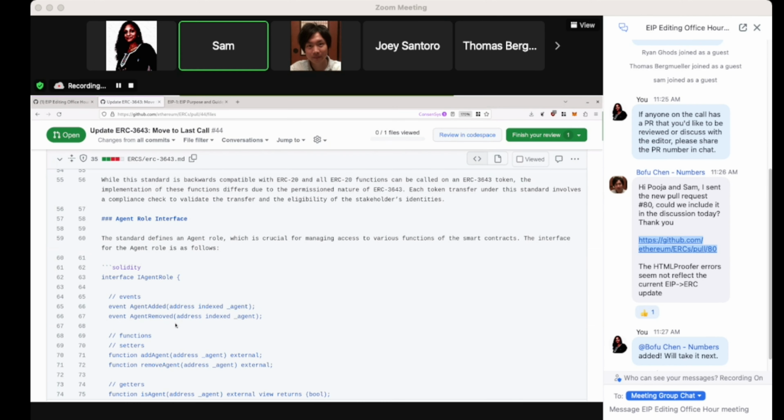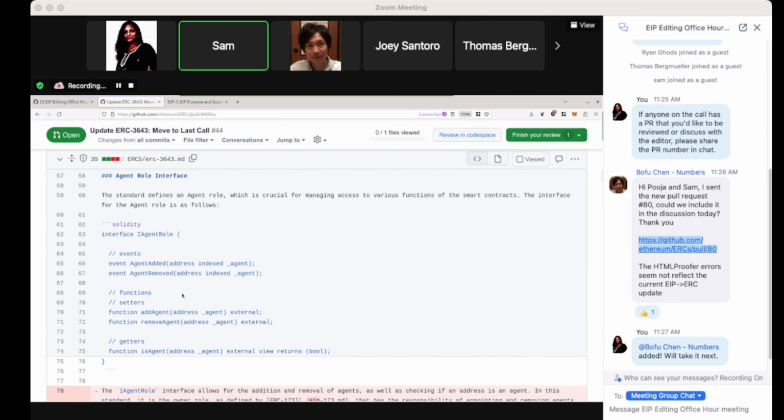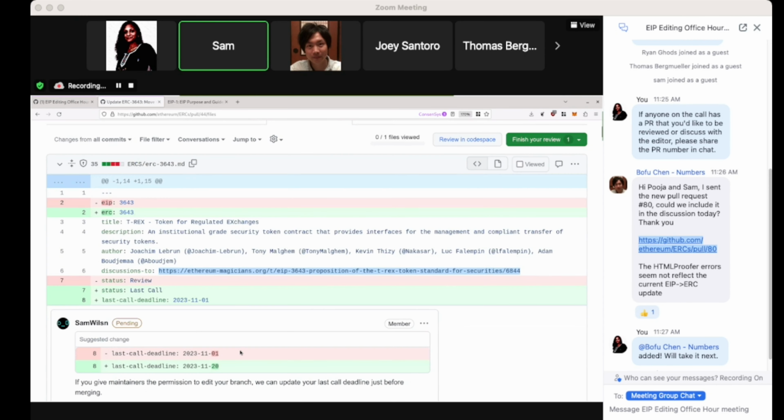Okay, agent role interface. The standard defines an agent role, which is crucial for managing access to various functions of smart contracts. The interface for the agent role is as follows. All right, so let's pull their discussion thread back up and comment on it.